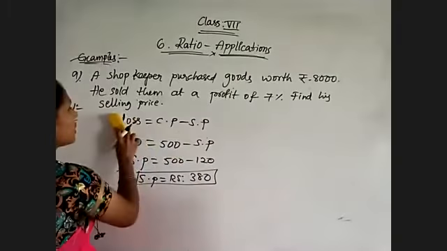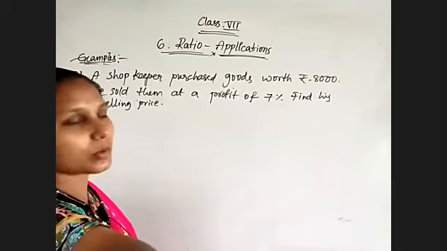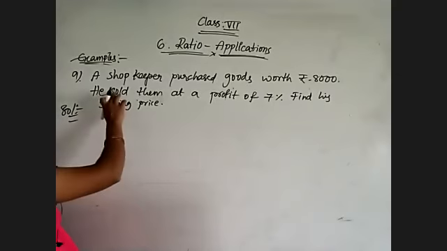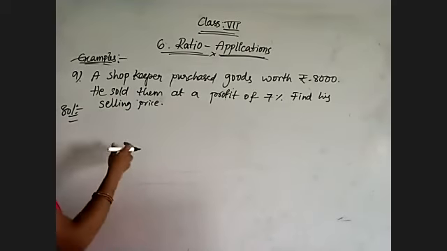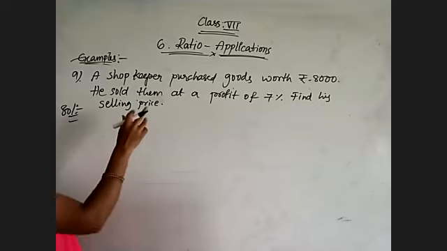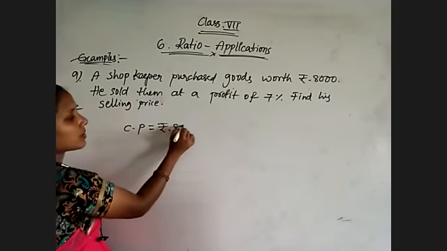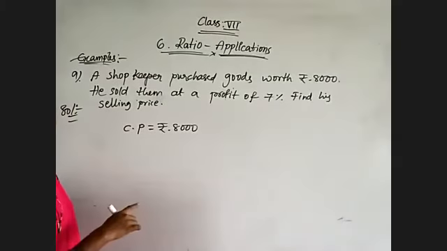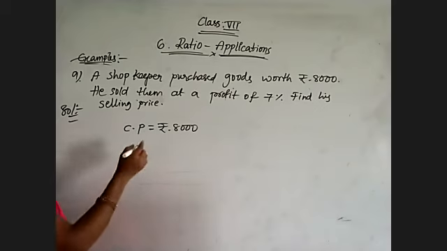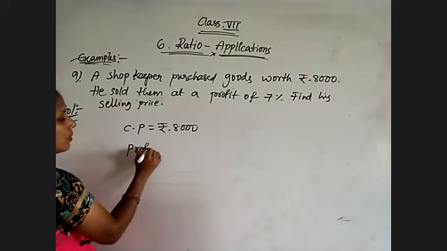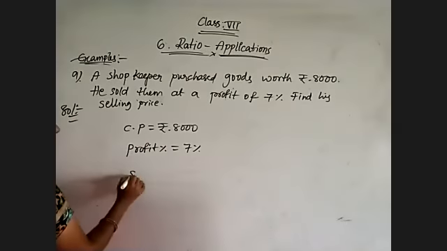Okay, observe the given question. First of all, identify which values are given and which formula is related to those values. Observe here, purchased goods worth is given. Purchased is nothing but buying. Buying is nothing but CP. So CP of the goods is equal to 8,000 rupees. First, we need to identify which values are given. That is very, very important. After that, we sold them at a profit of 7%. So profit percentage is given. Profit percentage is equal to 7%. Find his selling price. They are asking for SP.